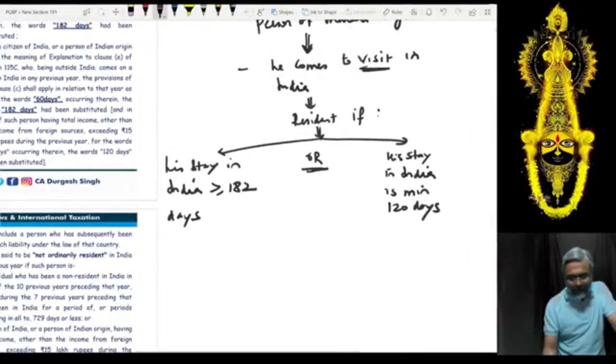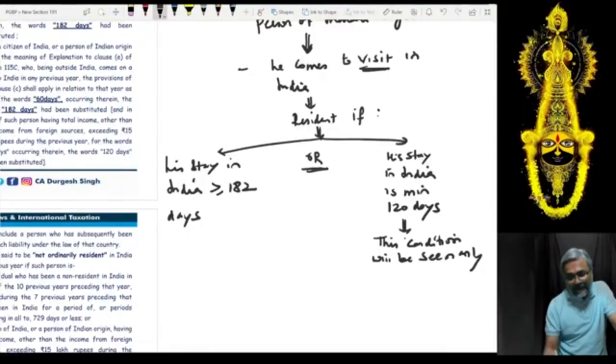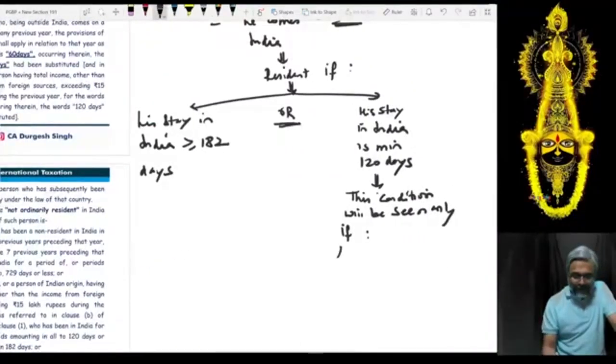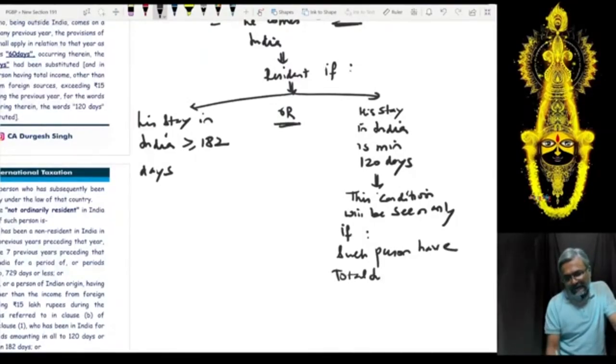Now this 120 days, students, has to be given. This condition is to be seen. This condition, students, will be seen in whose case? This condition will be seen only if what, students? Only if such person has total income minus foreign income, students.